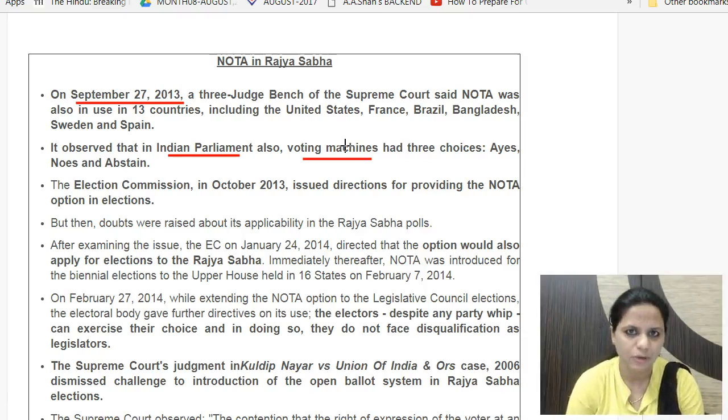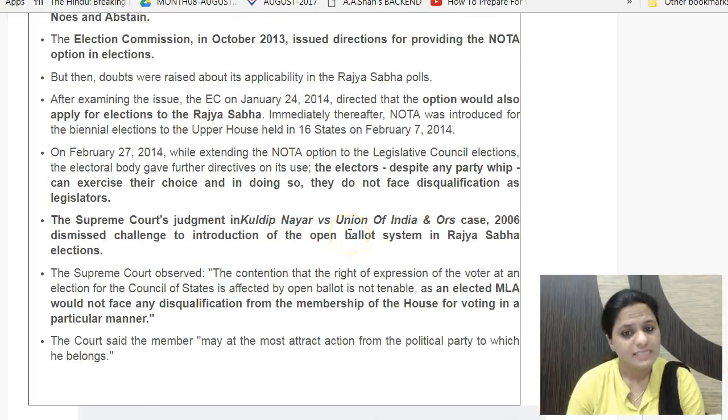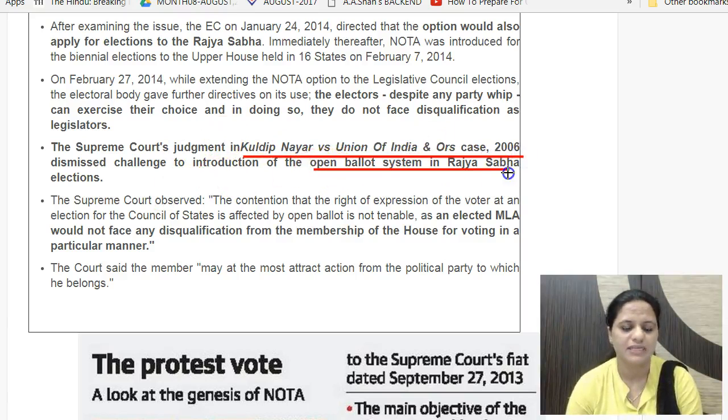That you don't select either of the options given, or amongst all of the options you select none. So once the Supreme Court gave its ruling, the Election Commission introduced NOTA in October 2013 for Lok Sabha elections, and then in 2014 for Rajya Sabha elections. Now in Rajya Sabha elections too, as NOTA is there, this will not result in defection, because the Supreme Court ruling here is important. This was the Kuldeep Nair versus Union of India case, 2006, in which the Supreme Court had dismissed a challenge to the introduction of the open ballot system in Rajya Sabha elections.